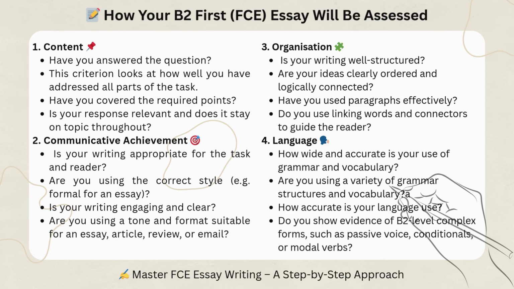Now, here is how your B2 First essay will be assessed. There are 4 key areas as you can see. First, content: you need to answer the question fully and stay on topic. Communicative achievement: your writing should be appropriate, clear, and engaging for the task. Organisation: make sure your essay is well structured with clear paragraphs and linking words. And finally, language: use a range of vocabulary and grammar to show your B2 level skills. Understanding these criteria will help you write an essay that hits all the right points.